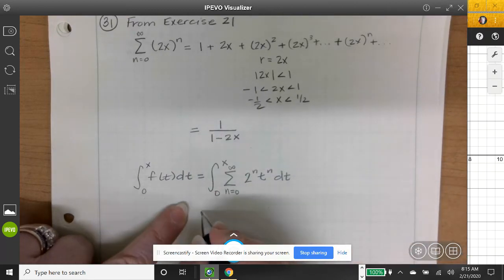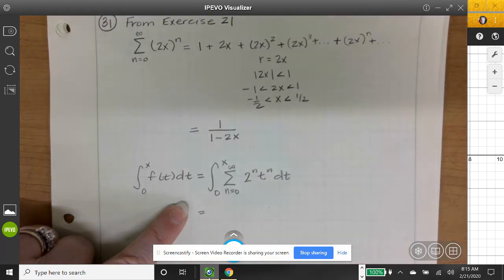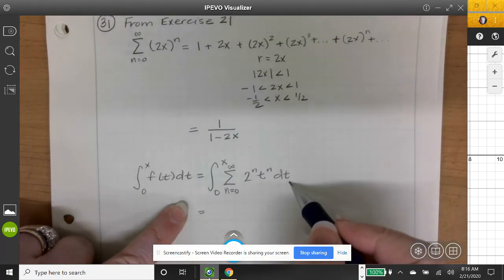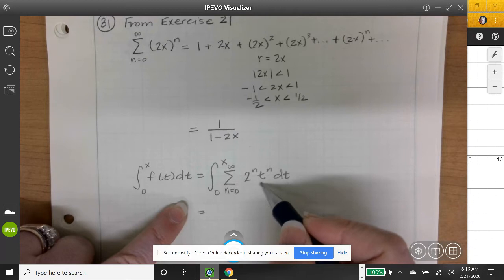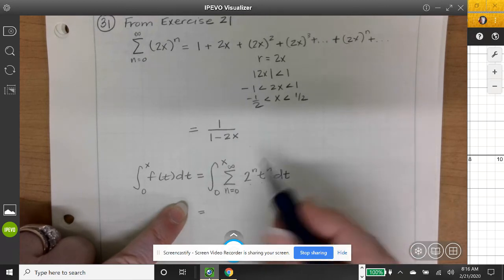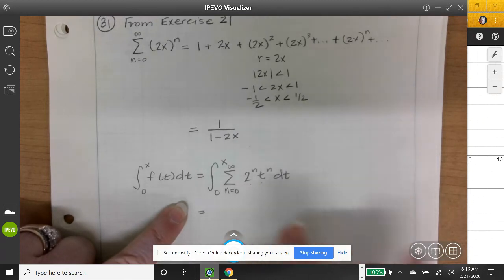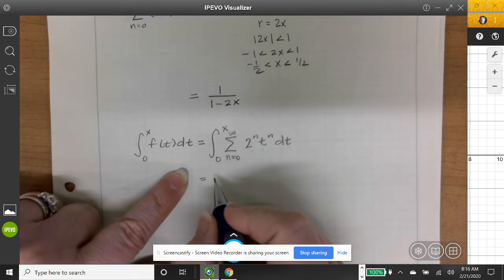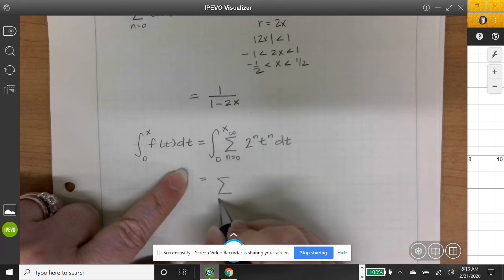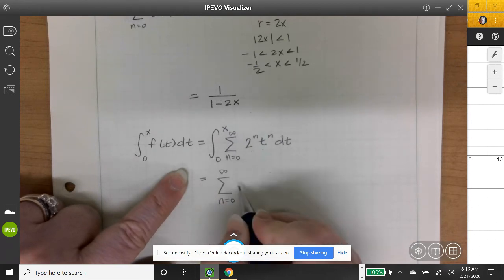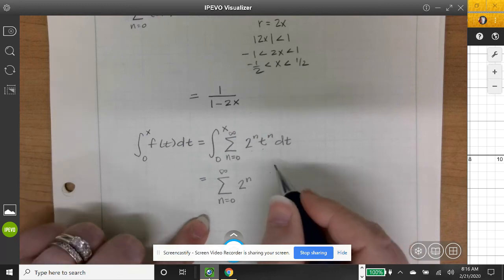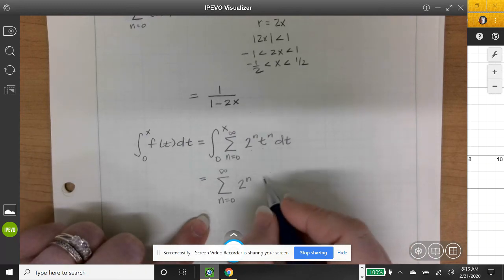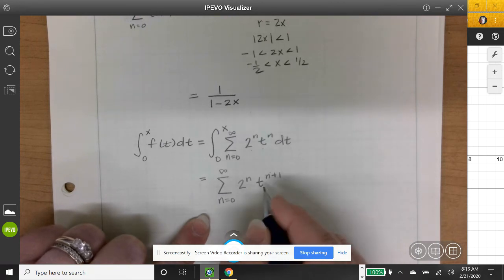All right, and then what is constant here? Let's think about what's constant. Well, if I'm integrating with respect to t, t is certainly not constant, but 2 to the n is constant. So when I find the antiderivative of this, 2 to the n is going to go along for the ride. So the antiderivative is going to be the sum from n equals 0 to infinity. Well, 2 to the n stays the same. And then how do we integrate t to the n? Well, we raise the power by 1. Here we go. This is t to the n plus 1 divided by the power, which is n plus 1.